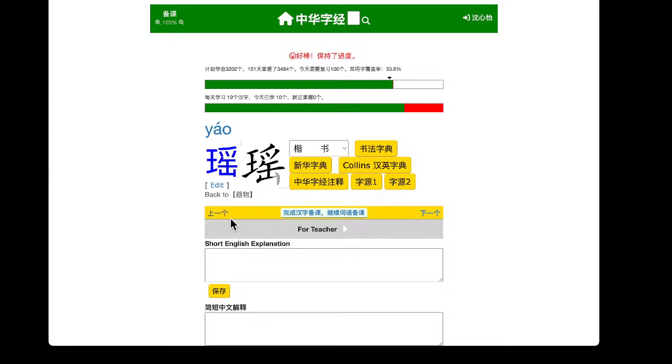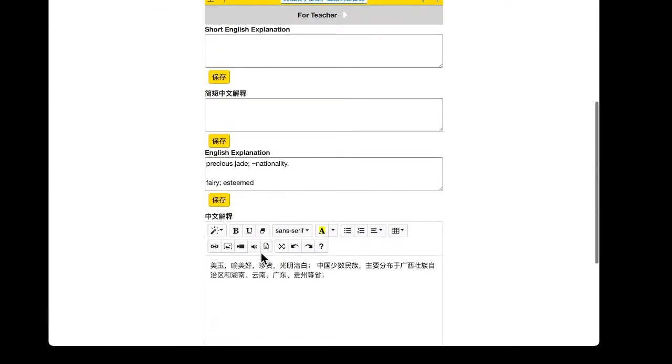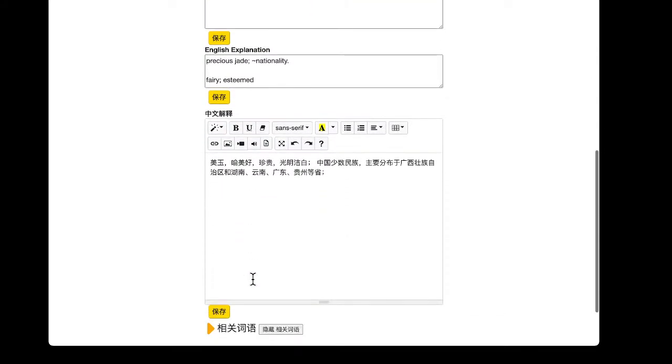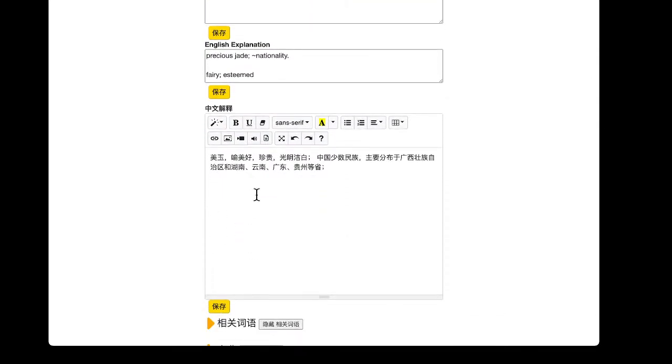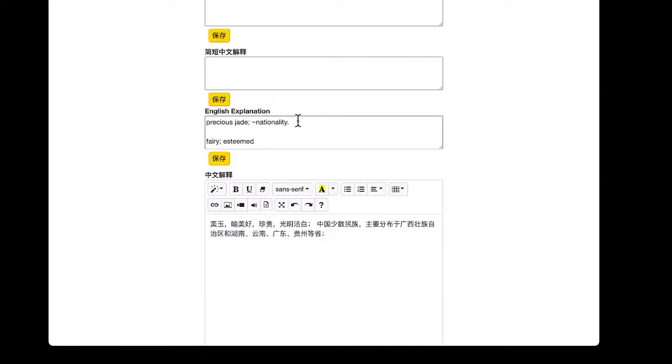Next one, of course, is Yao. Yao means precious jade. Okay, precious jade called Yao. Now, of course, this is also the name of an ethnic minority in China, in the southwest part of the region, called the Yaozu. Yaozu. So, a precious jade. Okay, Yao.